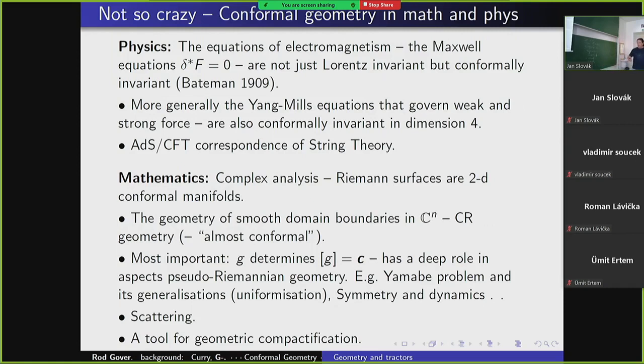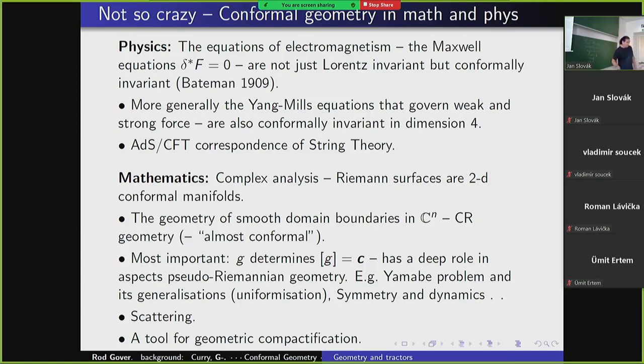Okay, so what about some other motivations for conformal geometry? Well, there's really quite a lot. I don't think I'd probably be preaching to the converted here. But one thing, as I said, is that the equations of electromagnetism are not just Lorentz invariant, which motivated the Michelson-Morley experiments, but they're actually conformally invariant.